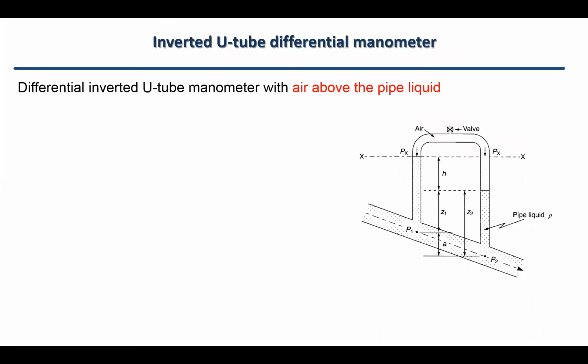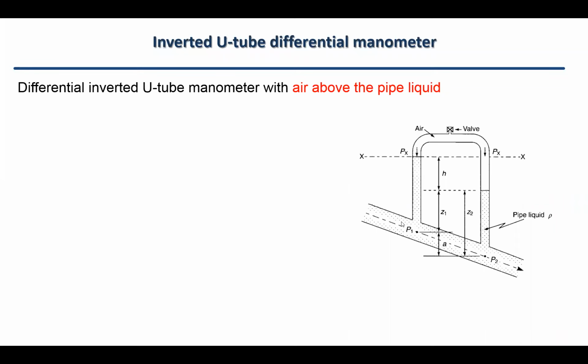Another type of manometer that we have is the differential manometer. It means that we can measure the difference in pressure between upstream and downstream in a pipeline. It's the U-tube, like this one, but if we turn the U-tube upside down, we have an inverted U-tube differential manometer.